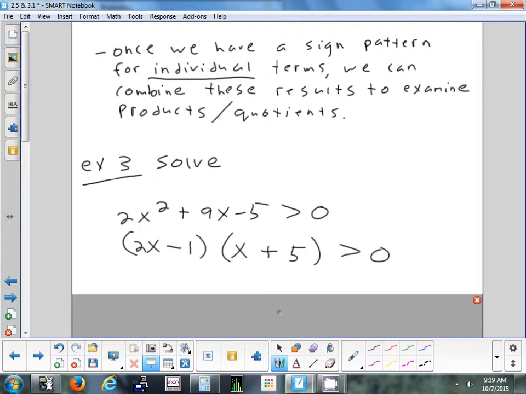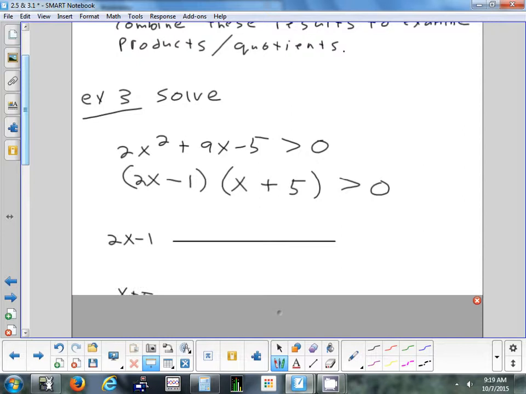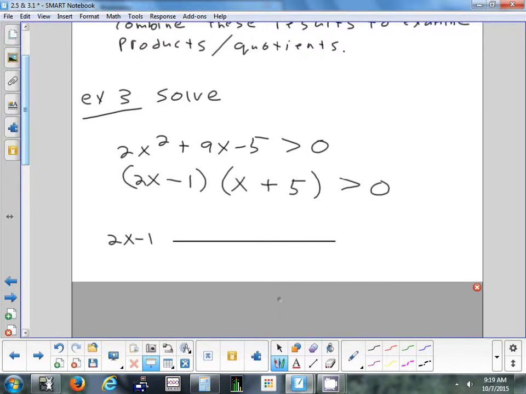These are both linear factors. If you were to graph that, it makes a straight line. All right. First thing I want to do, figure out what value of x would make that 0. 1/2. Yep. 2 times 1/2 is 1. 1 take away 1 is 0. So we're going to mark 1/2.